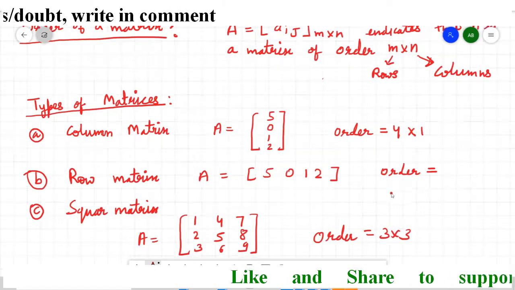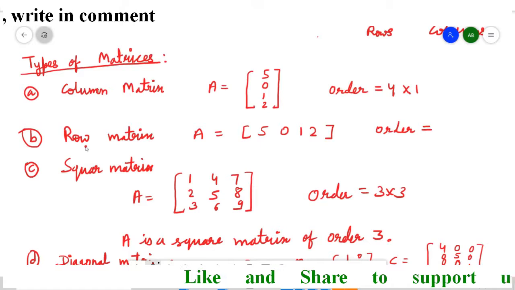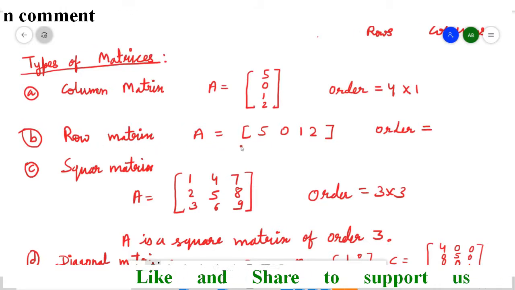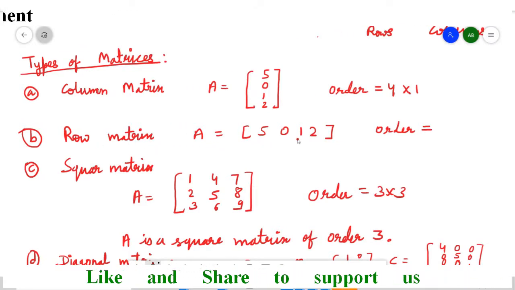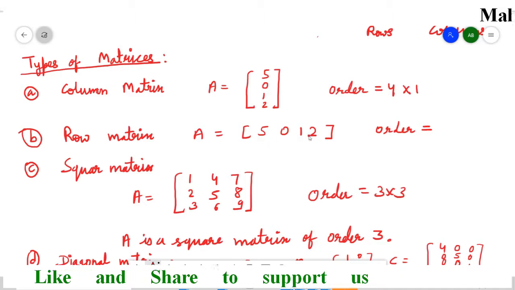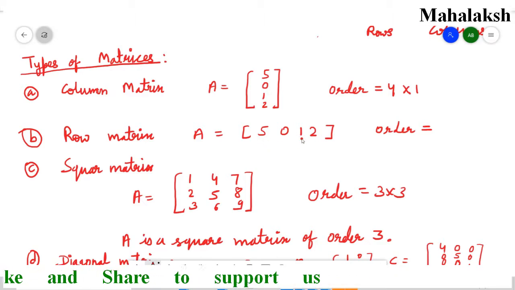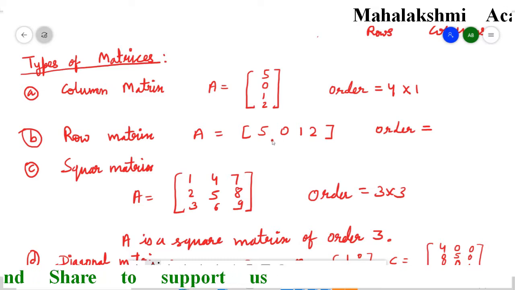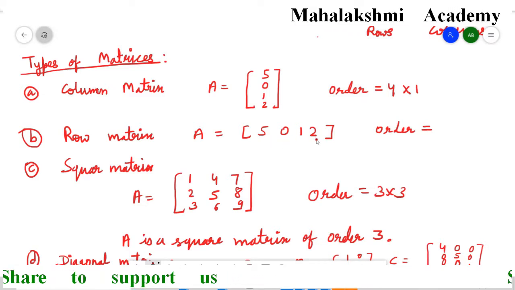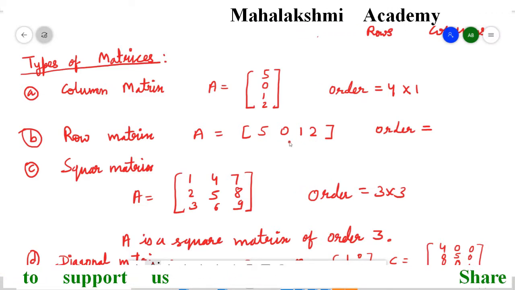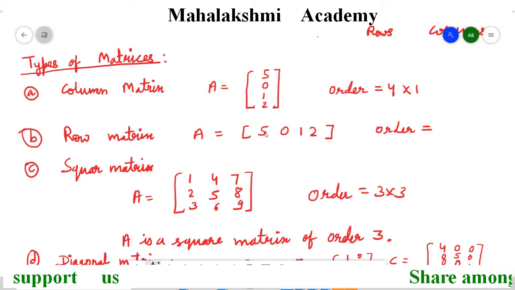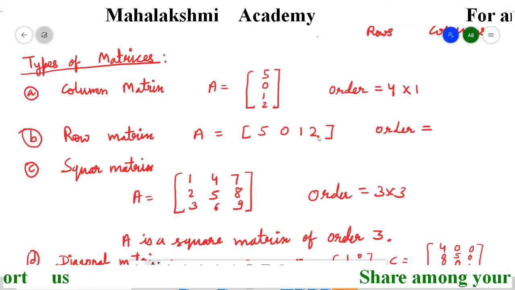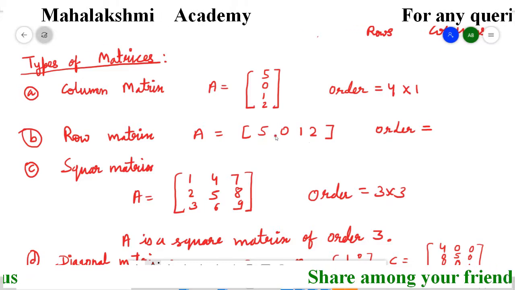In the same way, the next type is the row matrix. A row matrix means a matrix in which only one row is present, and it can have any number of columns. It can have 1 column, 2, 3, 4, like this. So here, how many columns does it have? 1 column, 2, 3, 4. 4 columns it has, but rows are 1.